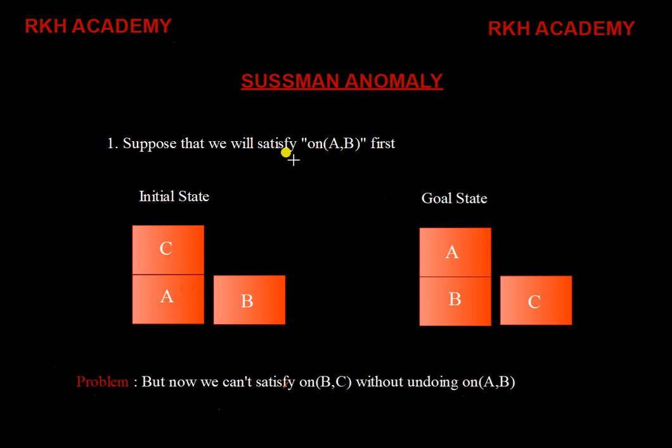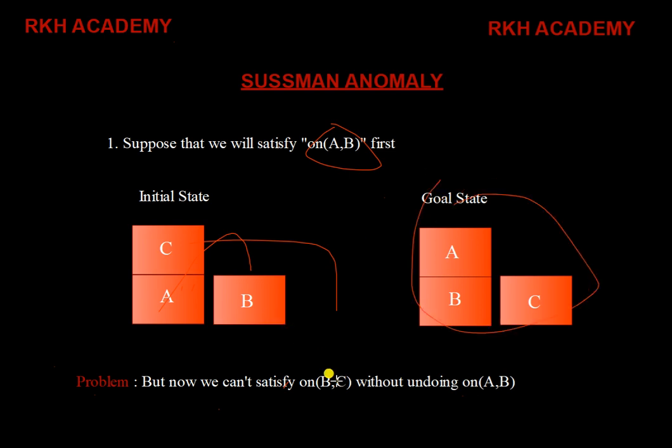Now suppose that we will satisfy A on B first. To satisfy A on B, we will look into the initial state. Currently in the initial state we have C on A, but we want A on B. So we will pick block C from A and put it on the table. Now we will pick block A and put it on B block. Now we have satisfied the A on B goal.